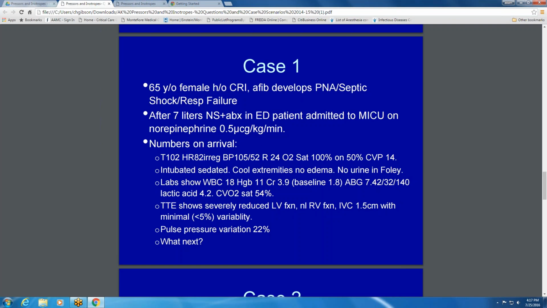Pulse pressure variation means you're still volume depleted. Okay. So what are the limits to measuring pulse pressure variability? So you can't. Yeah. Right. So with AFib, your pulse pressure variability is always going to be huge, right? So that's one of the exclusions from paying attention to pulse pressure variability. So we've lost that in terms of our ability to use that as an indicator of likely responsiveness to further fluid resuscitation. What about her echo?